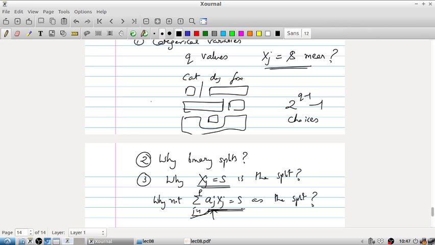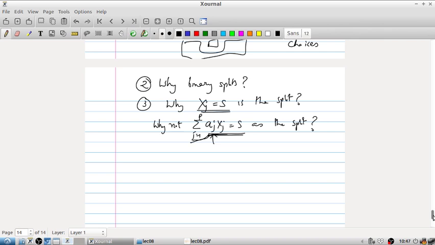Also, it becomes a bit messy. It loses interpretability. You will not get rectangular regions. That's a more fundamental thing I should have said. You will not get rectangular regions here, depending on the choice of a.